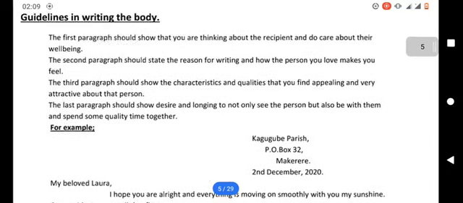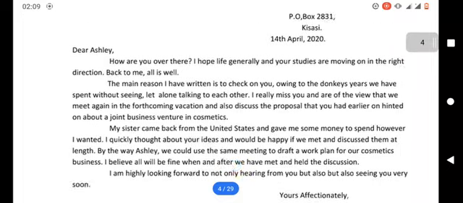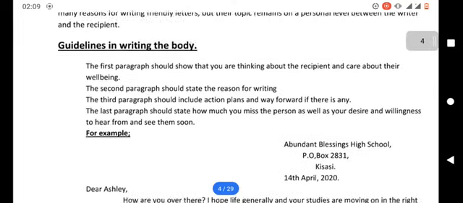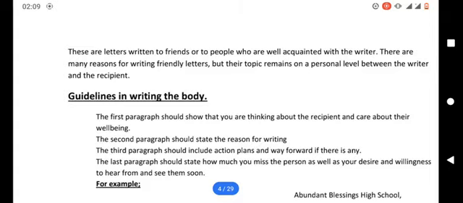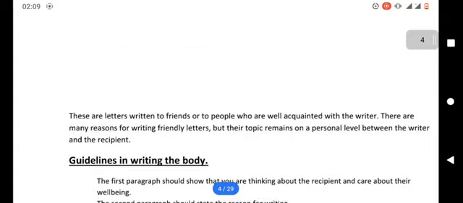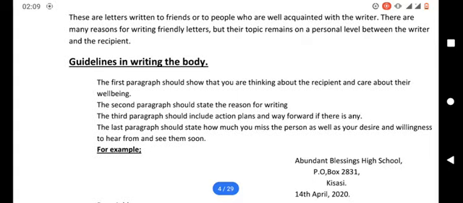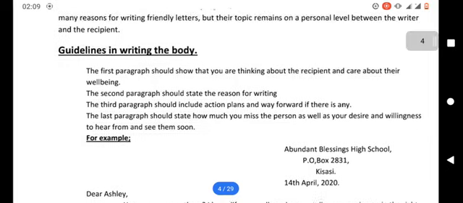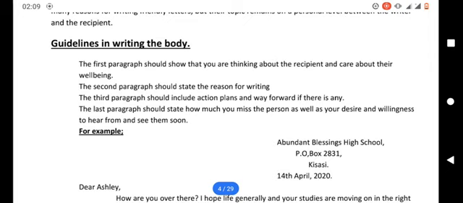Before giving you an example, above here I have given you a sample of a friendly letter, but I have not given you the guidelines on how to write. Friendly letters are letters written to friends or to people who are well acquainted with the writer. The writer is you writing to another person, or being written to. The person who is going to receive the letter is the recipient or the receiver. So the guidelines when you're writing a friendly letter: the first paragraph should show that you are thinking about the recipient and care about their well-being.